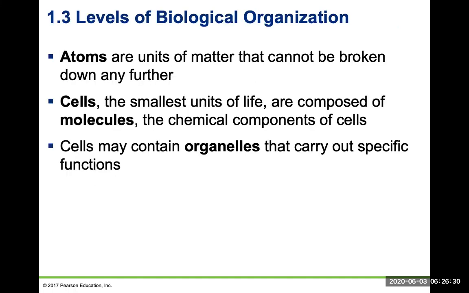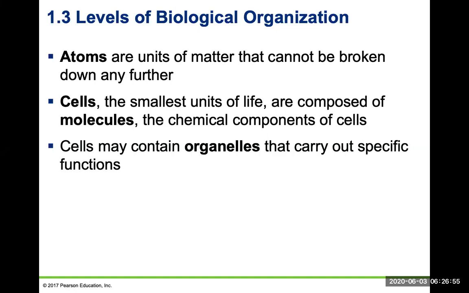If we look at the levels of organization, you should know the order. Atoms are the smallest unit of matter that cannot be broken down any further. Atoms make up molecules, which are the chemical components of cells. And cells are the smallest units of life because they can reproduce on their own.